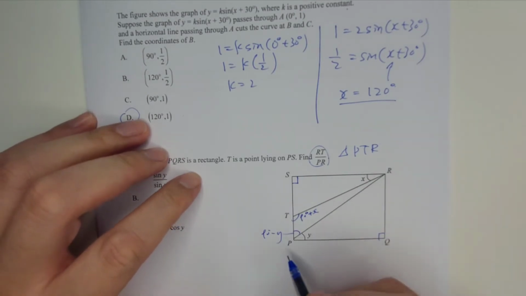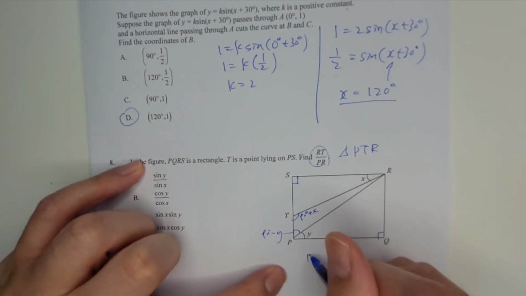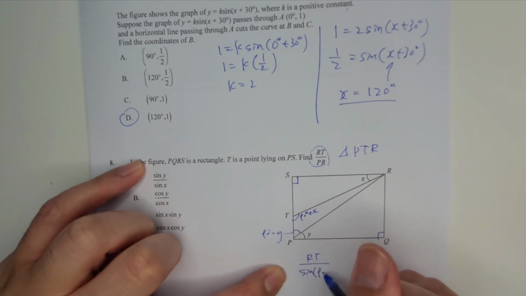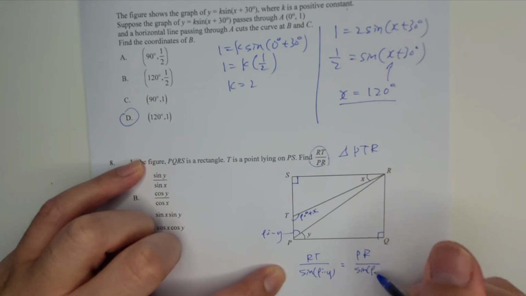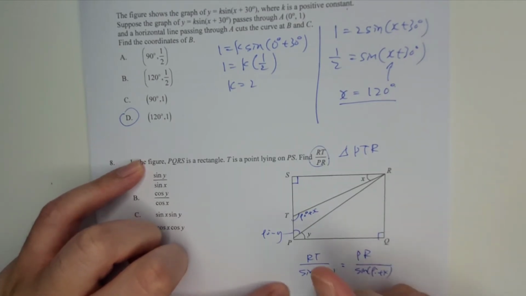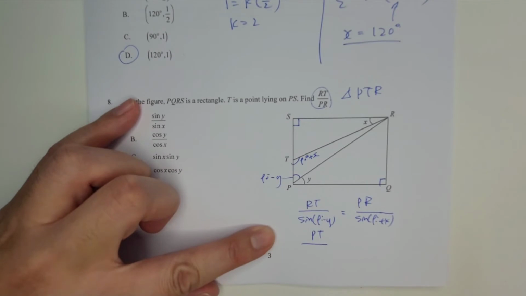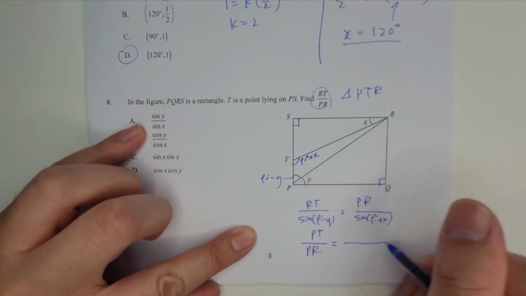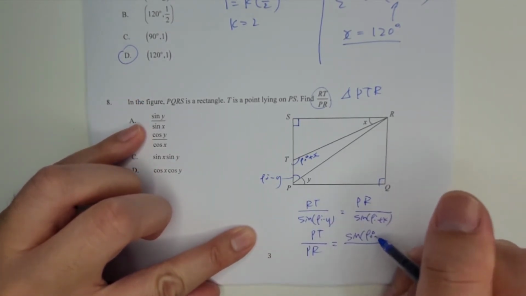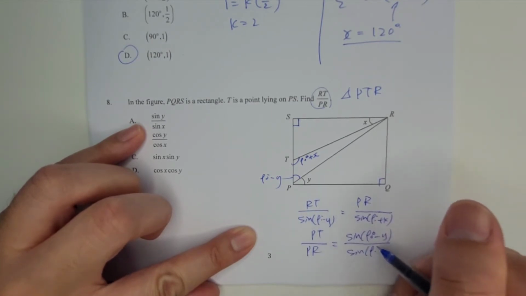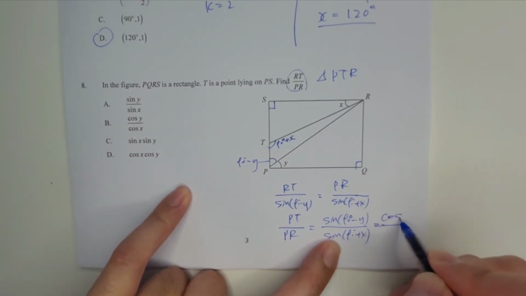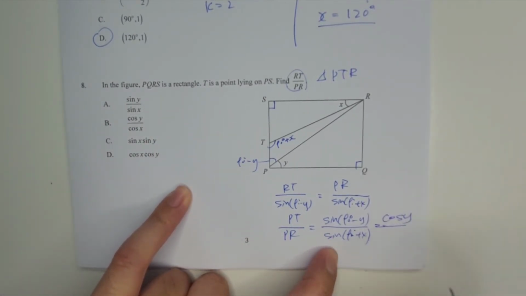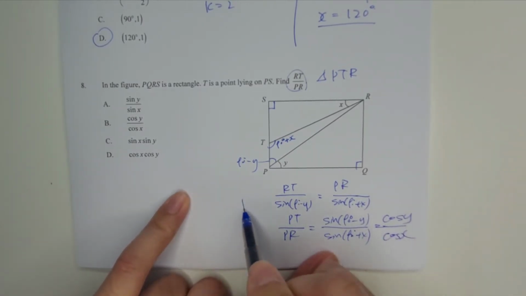So when you consider this triangle using sine rule, RT over sine (90 degrees minus Y) equals PR over sine (90 degrees plus X). So RT over PR will equal sine (90 degrees minus Y) over sine (90 degrees plus X). And what is sine (90 degrees minus Y)? That is cosine Y. Sine (90 degrees plus X), that is cosine X. So the answer is B for boy.